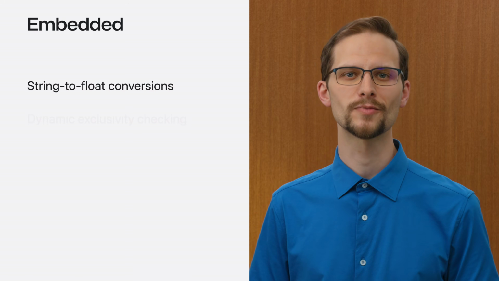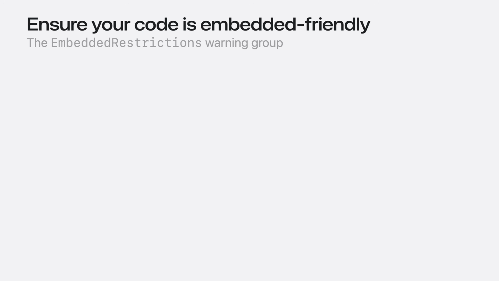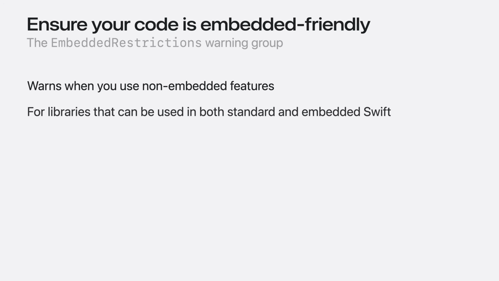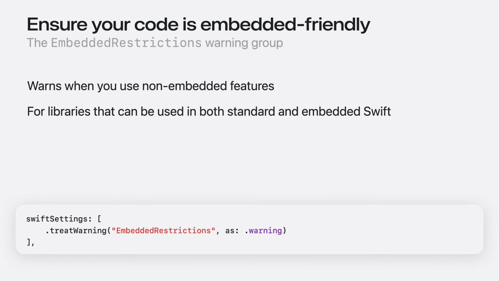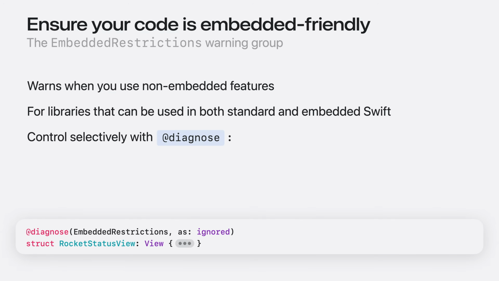These are just a few of the improvements we made this year, bridging the gap between full and embedded Swift. While the subset of Swift that works on embedded platforms is growing, it is still a subset of the language. Diagnostics in the Embedded Restrictions Warning Group identify language features that aren't available in embedded contexts. If you're working with a library that supports both embedded and full Swift, you may need to expose functions that use features that aren't available in embedded contexts. The @diagnose attribute that Becca showed us earlier lets us control these diagnostics.